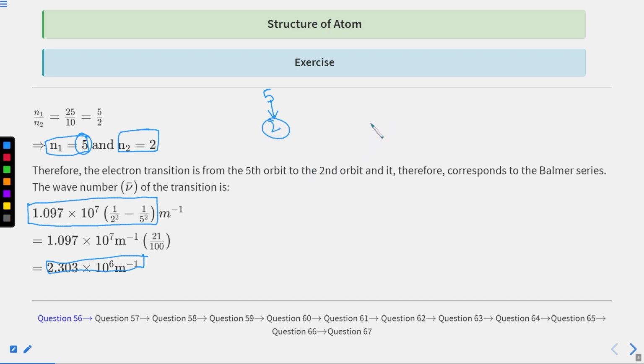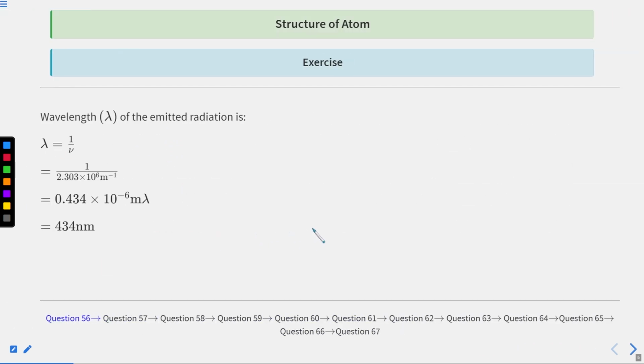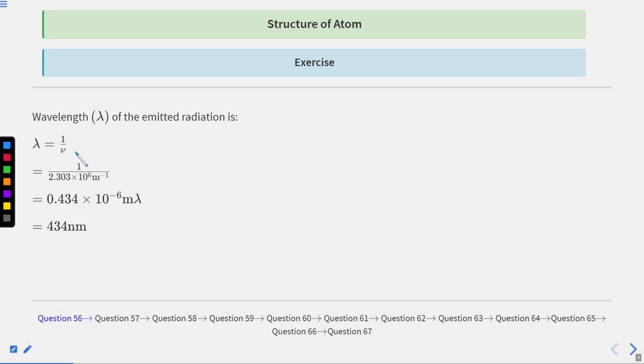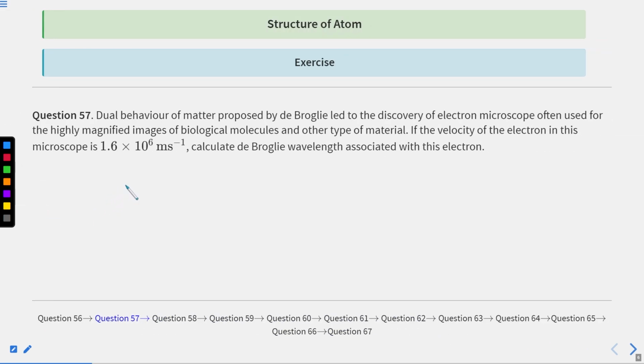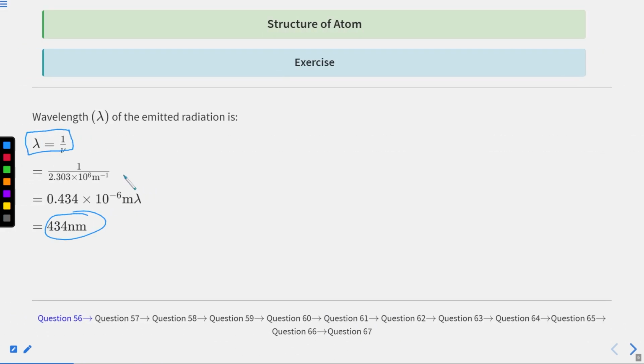The series for a transition ending at the second orbit is Balmer. They have calculated lambda, which gives us 434 nanometer. That falls in the Balmer series because the transition is taking place to n equals 2, right? So it is the Balmer series.